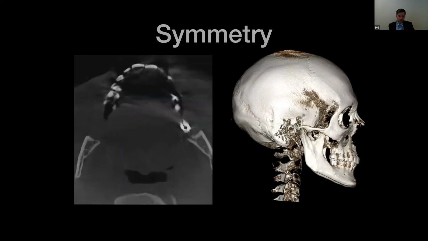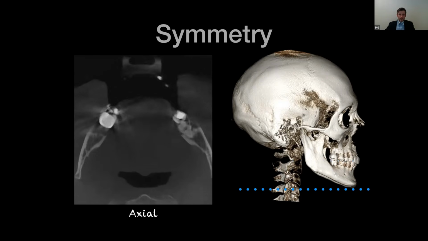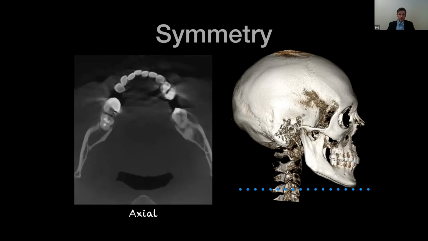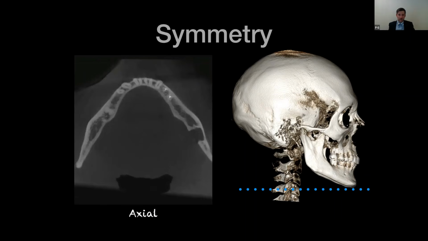So here's an example of using symmetry. Okay, so here we have an axial slice of a cone beam scan, and these dotted lines show you the level that we're at for this particular slice. And so this is an axial view, and so let's cycle down the mandible through the slices and see what we can find. So as I'm going more inferiorly towards the bottom of the mandible, there's an asymmetry right there.